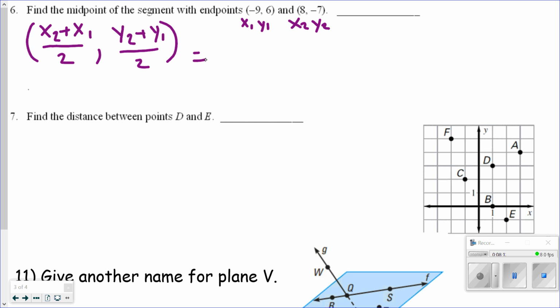So now I'm going to plug those coordinates into my equation. So x2 is 8 plus x1, which is -9, over 2.